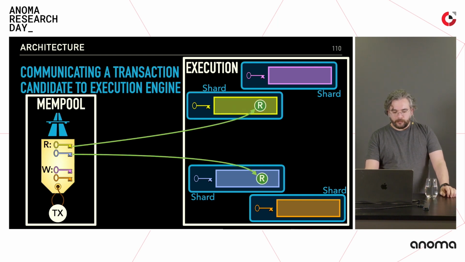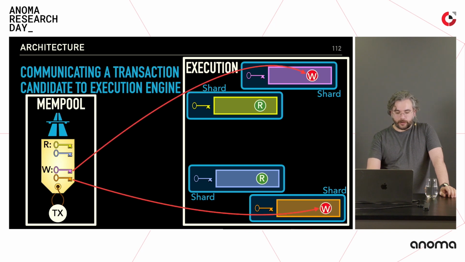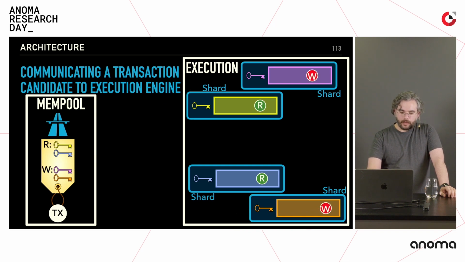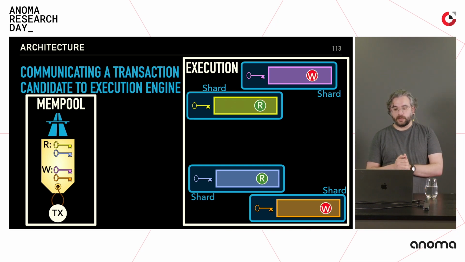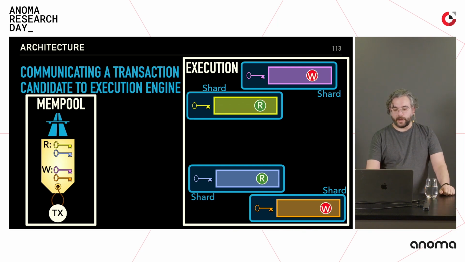Well, first the mempool has to communicate admittedly partially ordered timestamp for this transaction candidate to each shard that the label touches, and let that shard know if the transaction candidate reads from that shard or writes to that shard. Shards don't need the transaction candidate text, but they do need to keep a timeline of resources, or a timeline of values along with which transaction candidates are reading and writing when.